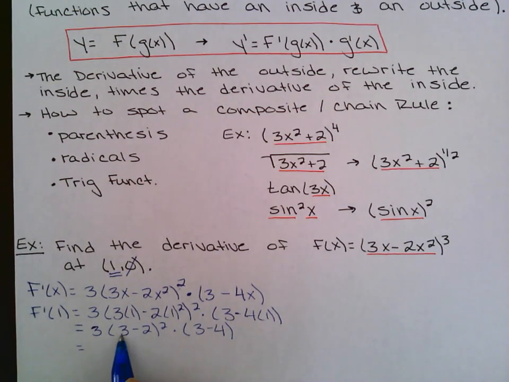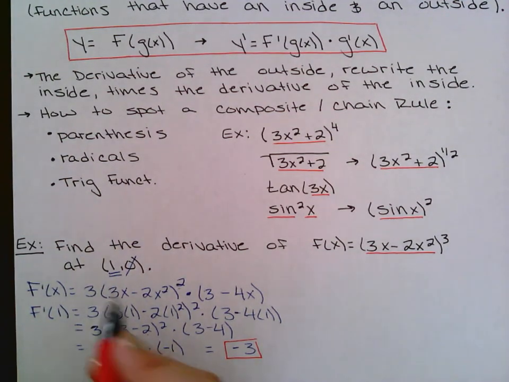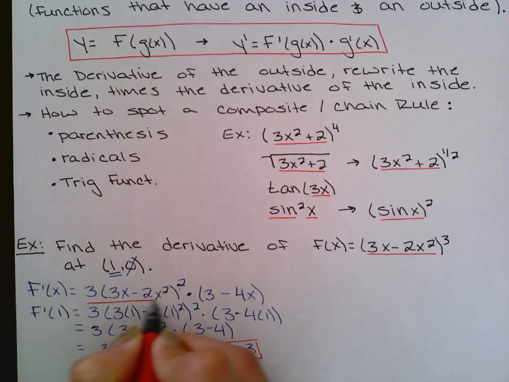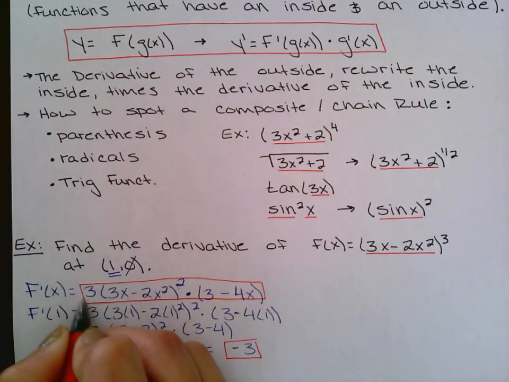Okay. 3 minus 2 is 1. 1 squared is just 1. So this is 3 times 1 times 3 minus 4 is negative 1. So then this gives me 3 times 1 times negative 1, negative 3. Okay. So here is my answer of the derivative at 1. And this is if they just would have asked for the derivative.